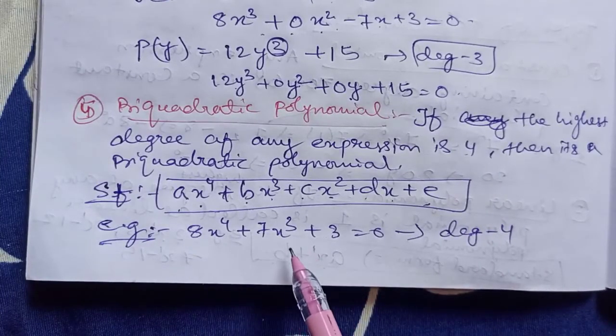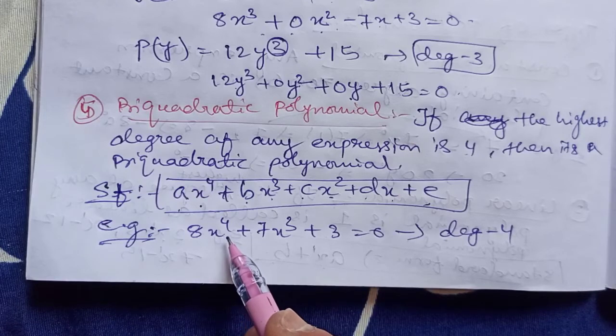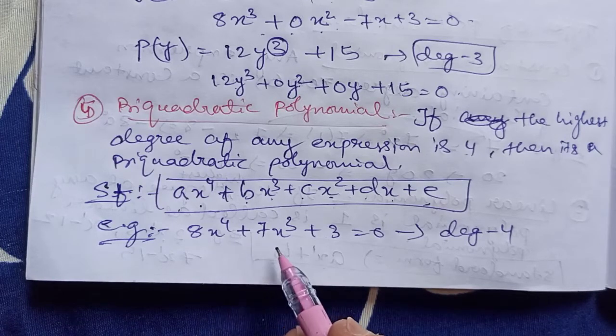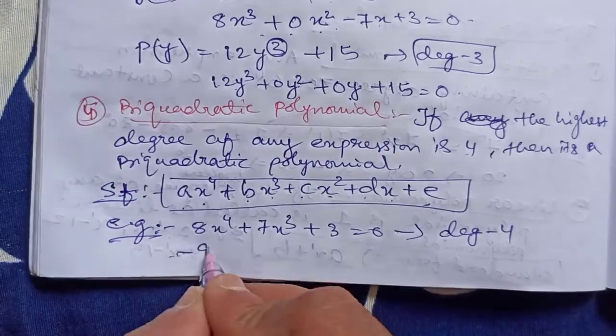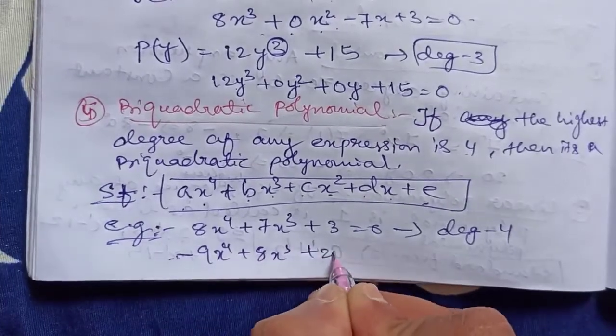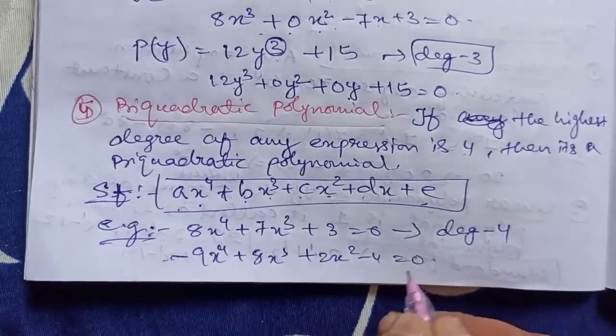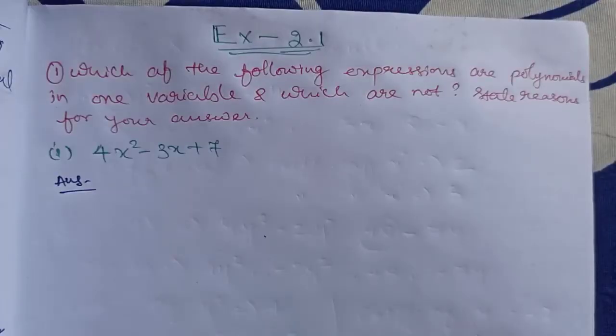Yes, it is a biquadratic polynomial because the degree is 4. If some terms are missing, you write those terms by using 0, like 8x to the power 4 plus 7x cube plus 0x square plus 0x plus 3. So this is a biquadratic polynomial. One more example, minus 9x to the power 4 plus 8x cube plus 2x square minus 4. This is a biquadratic polynomial. Okay, after learning all the basic things from the chapter, now we'll start exercise 2.1.